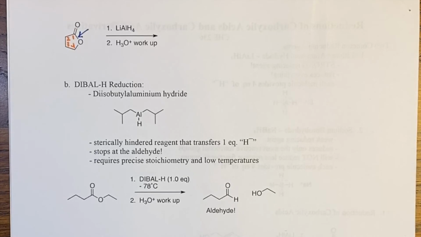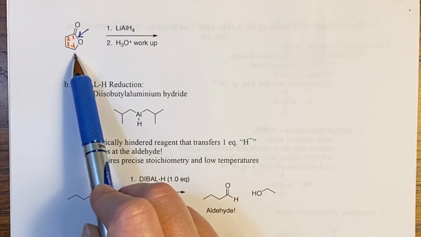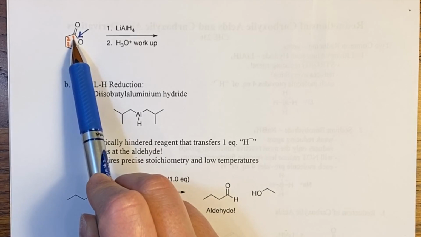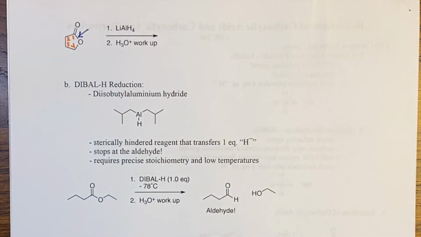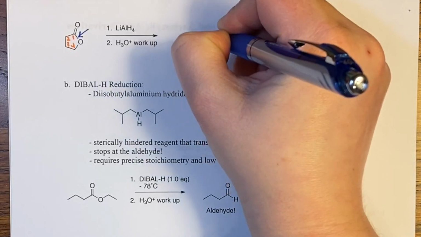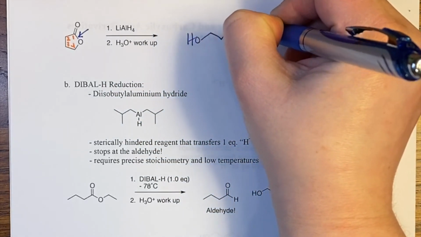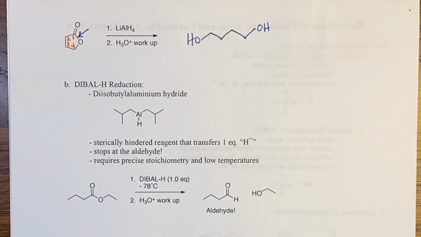So overall, the reaction will mean that at carbon number 4, I have an alcohol, and it will also mean at carbon number 1, I have an alcohol. So overall, this reaction is going to give me that product there.